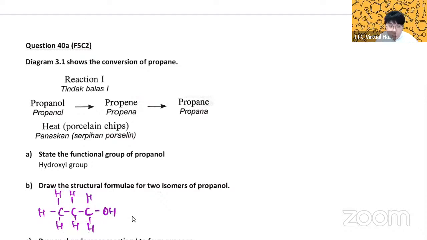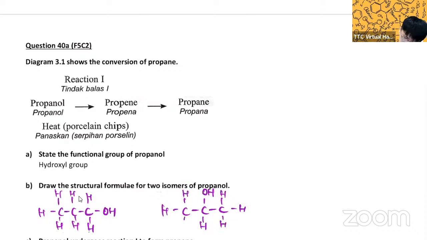But if you move your OH to the second carbon, which is like this, OH here, the rest is H, then this one is propan-2-ol. So the first one is propan-1-ol, the second is propan-2-ol, which have the same number of C, H, and OH, but different arrangement, different drawing.